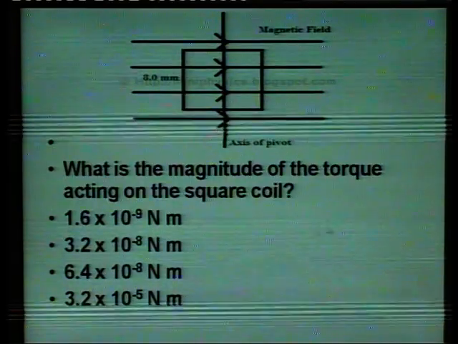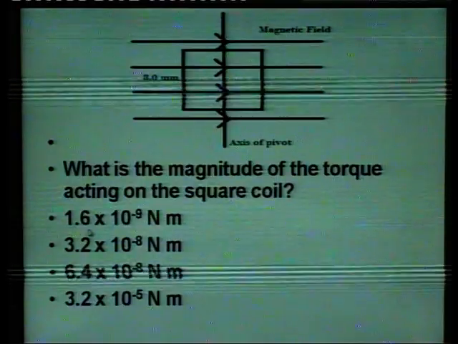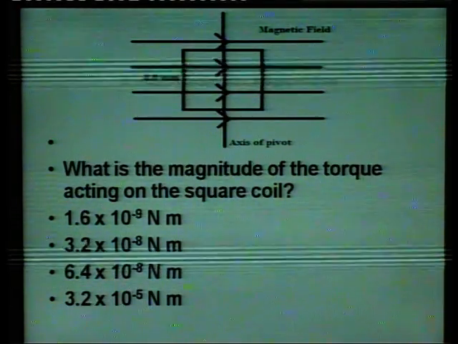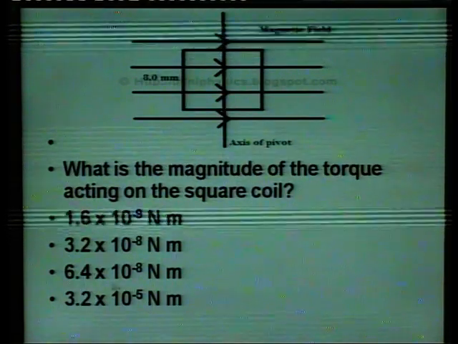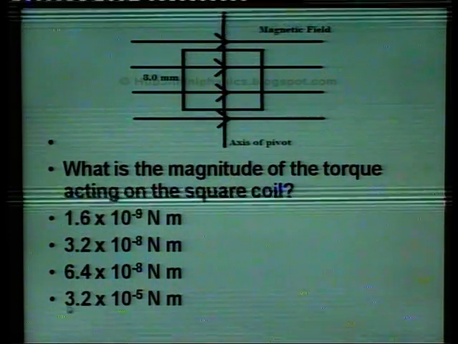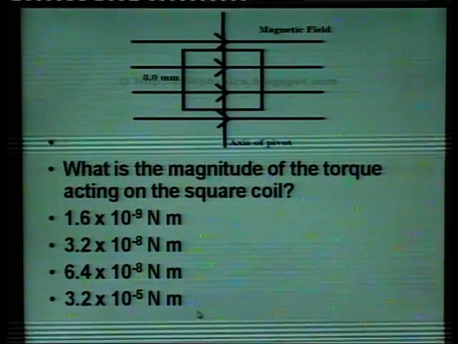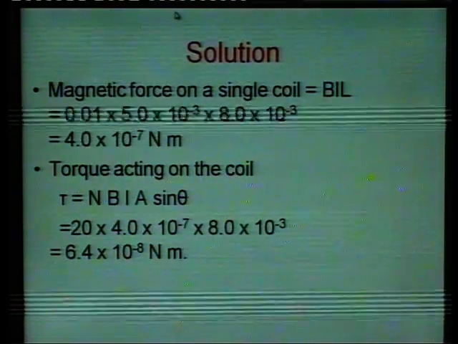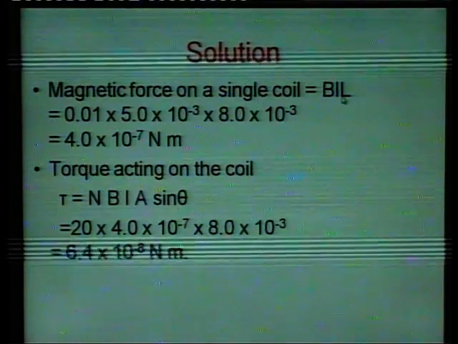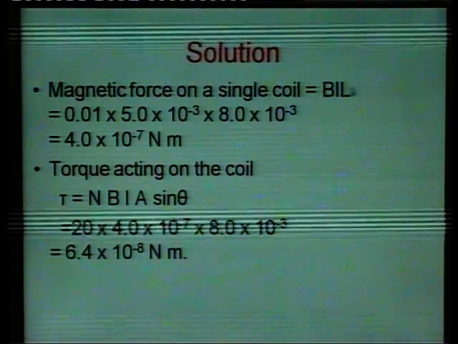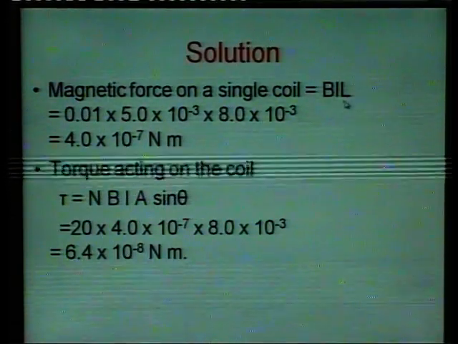So we have to find the magnitude of torque, and the options are 1.6 into 10 to the power minus 9 Newton meter, 3.2 into 10 to the power minus 8 Newton meter, 6.4 into 10 to the power minus 8 Newton meter, or 3.2 into 10 raised to the minus 5 Newton meter. So now how to solve this question? Solution: the magnetic force on a single coil side. We know force is BIL, since theta is 90, sin 90 is 1.